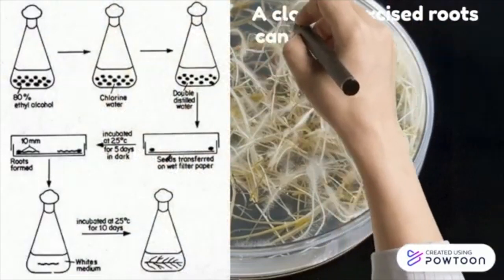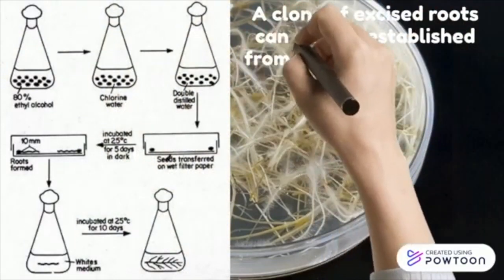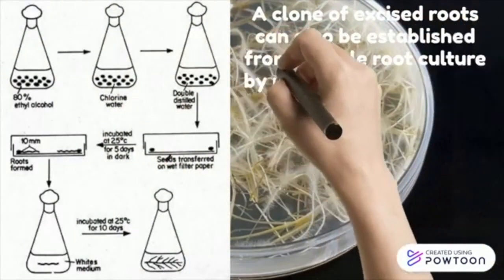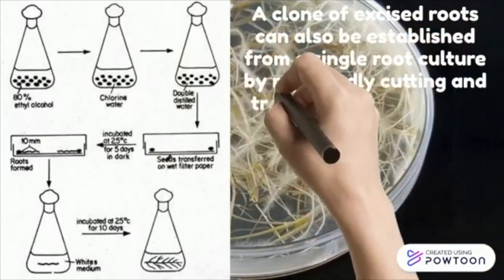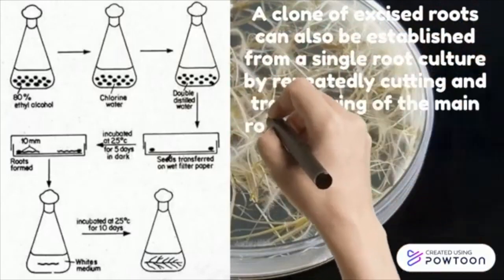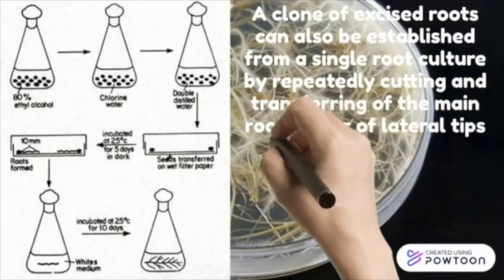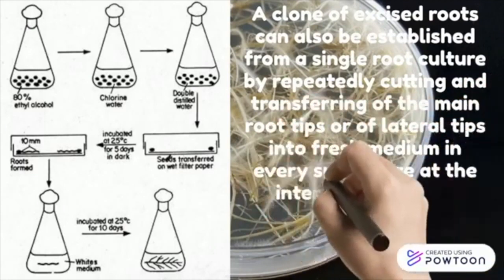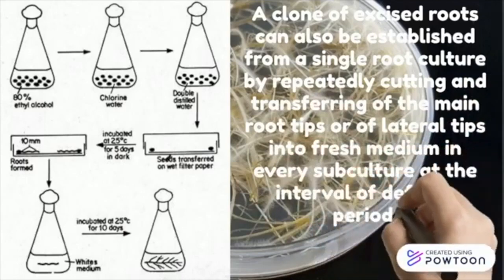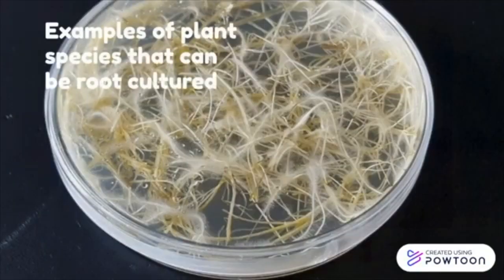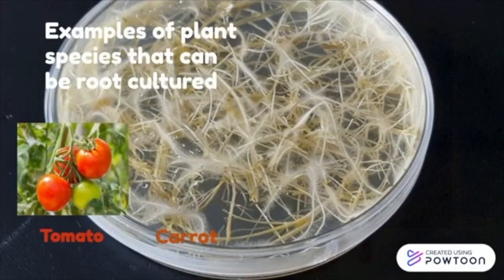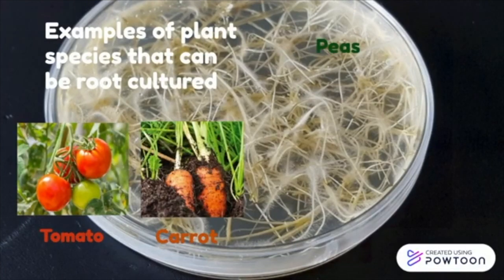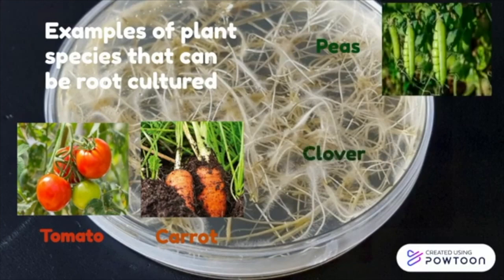A clone of excised roots can also be established from a single root culture by repeatedly cutting and transferring the main root tips or lateral tips into fresh medium in every subculture at the interval of a definite period. Examples of plant species that can be root cultured: tomato, carrot, peas, and clover.